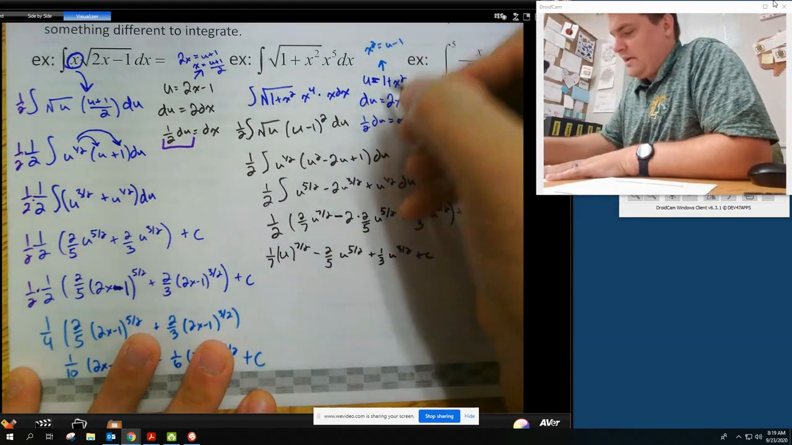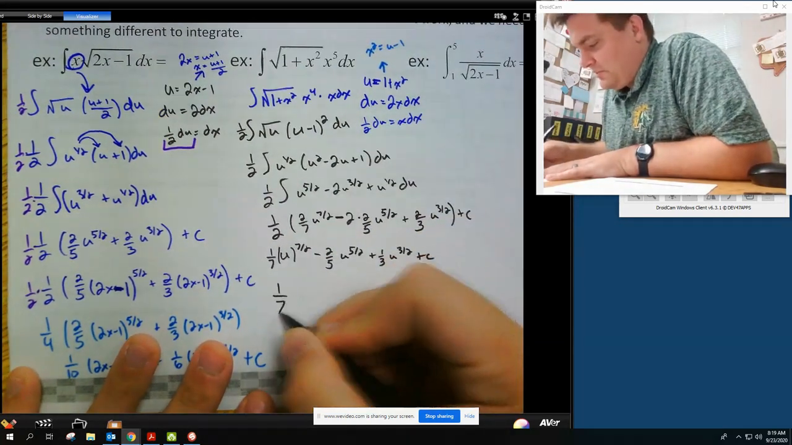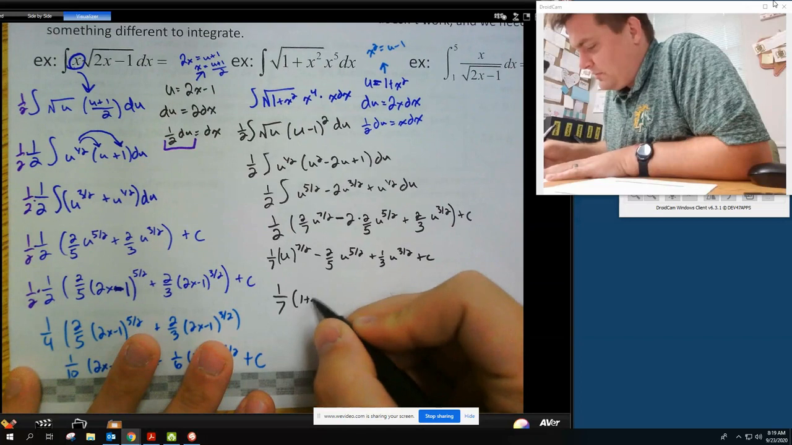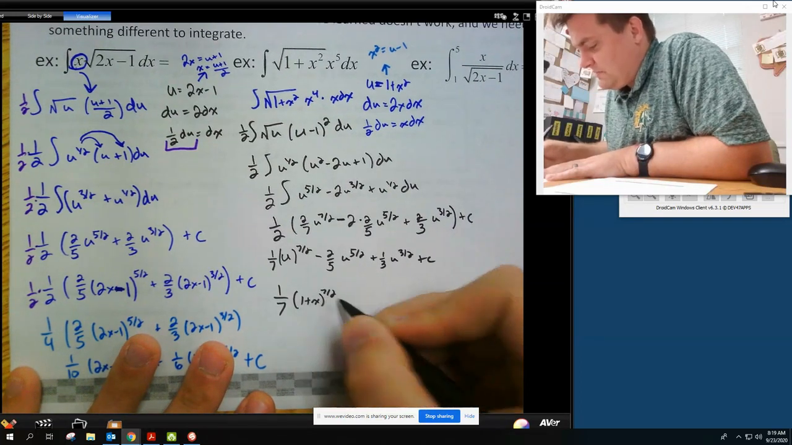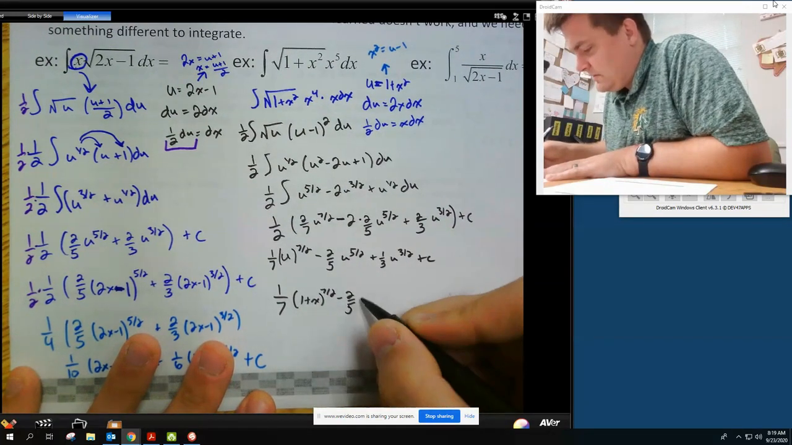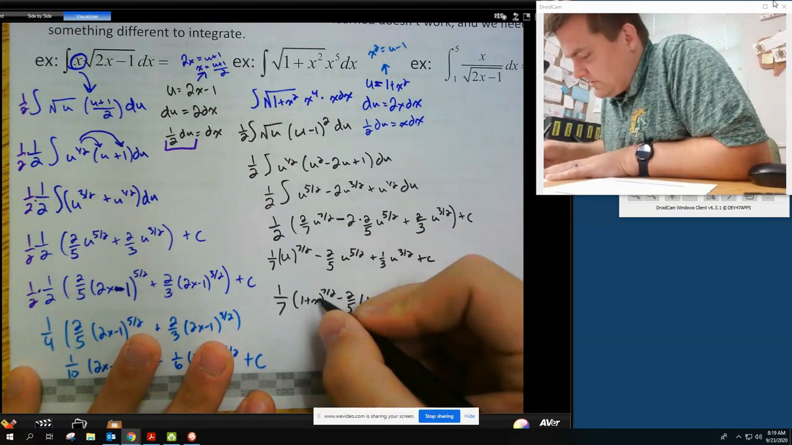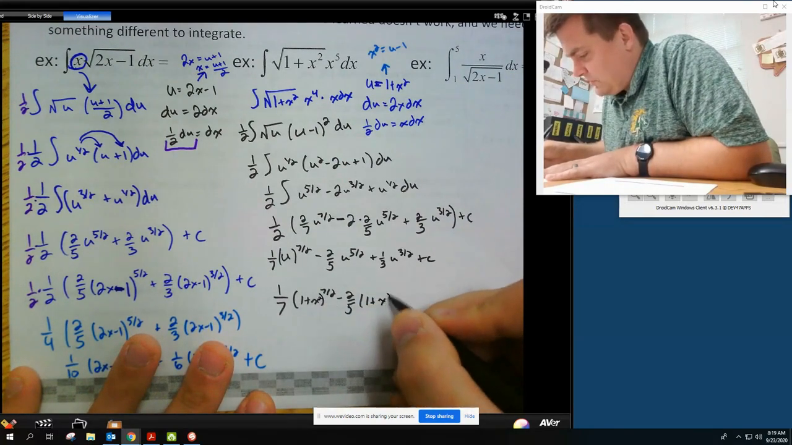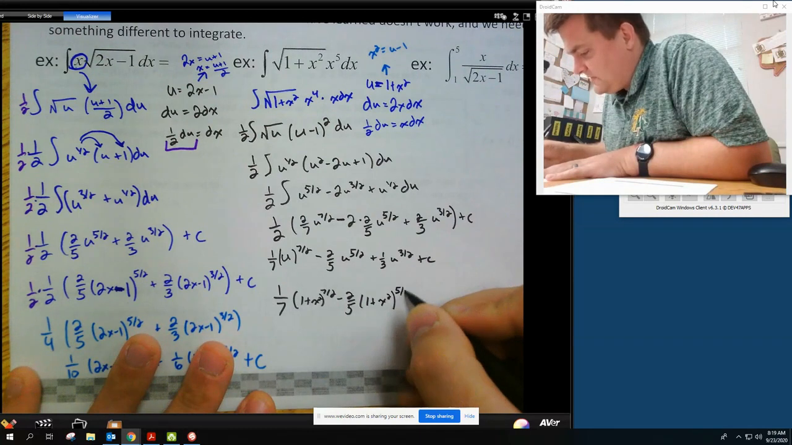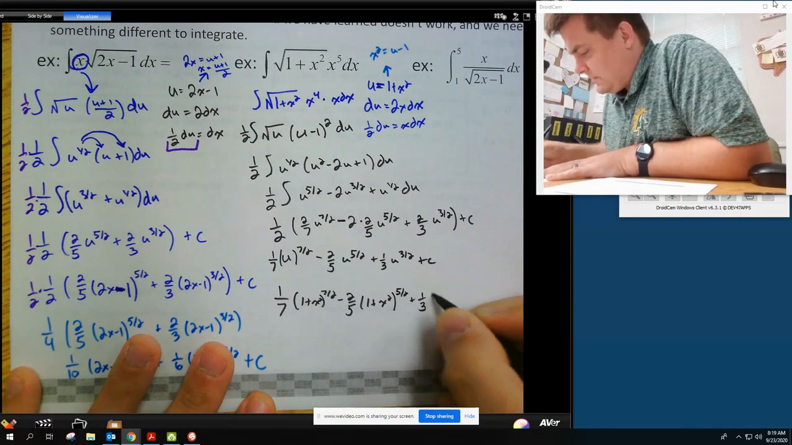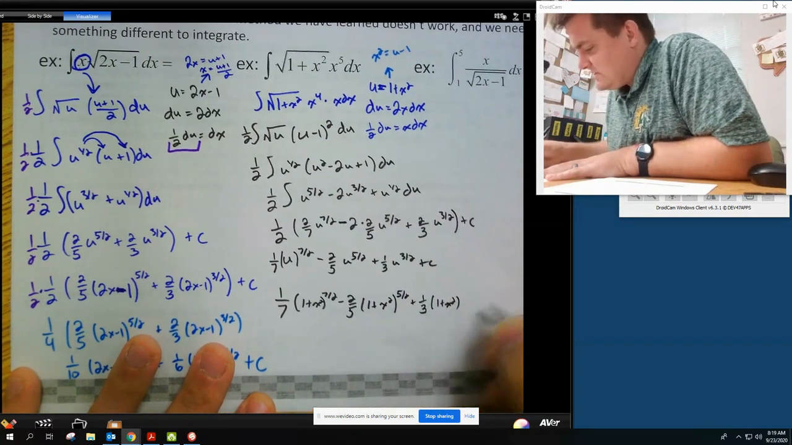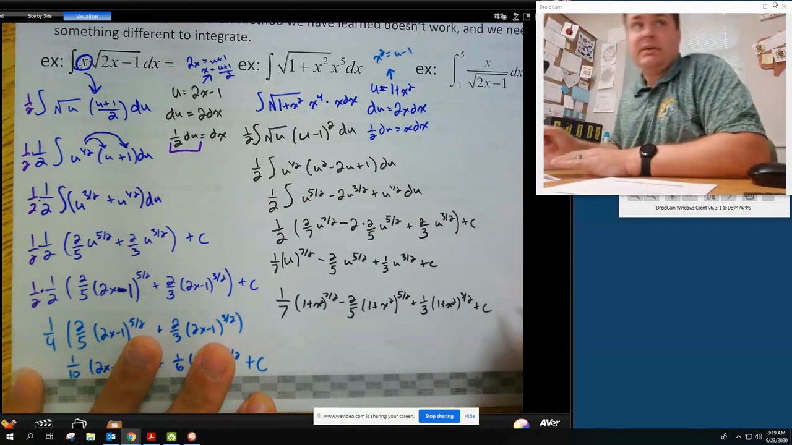Plug my u back in. This is why I put it in parentheses. I did not want to plug in right away. So 1 plus x squared to the 7/2 minus 2/5 1 plus, forgot my squared there, 1 plus x squared to the 5/2 plus 1/3 1 plus x squared to the 3/2 plus c. Woo!